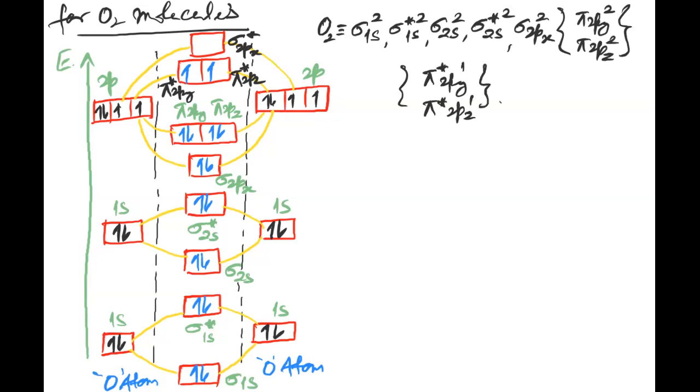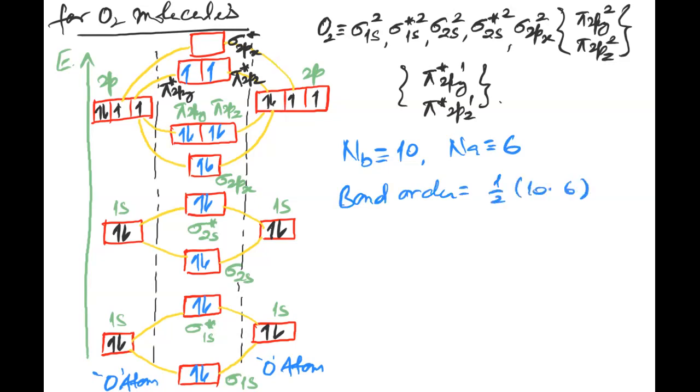So overall, the number of electrons present in bonding MO is 2, 2, 2, and 2, so 10 electrons in bonding MO. The total number of electrons present in anti-bonding MO is 6. Its bond order is half of 10 minus 6, which comes out to be 2. So the bond order comes out to be 2 here.